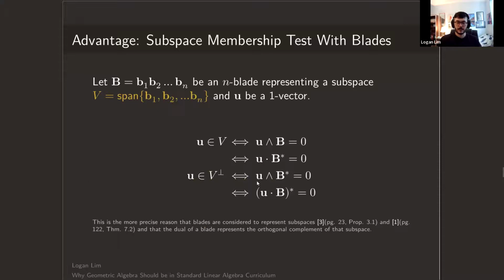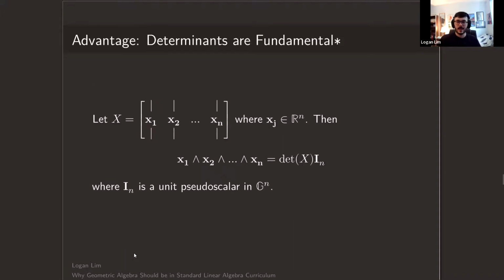And so I'm just further emphasizing that if u is in our subspace, the outer product with the blade goes to 0. If it's in the orthogonal complement, then the dual of the inner product goes to 0. And this is the more precise reason that we think that blades represent subspaces, because we can actually test, as a first class algebraic operation, whether or not they're in the subspace, which I think is super cool.